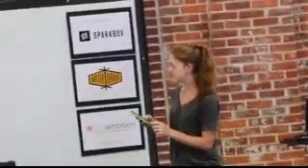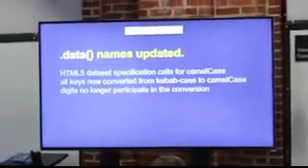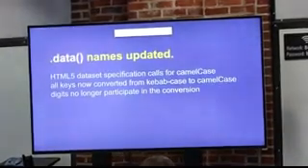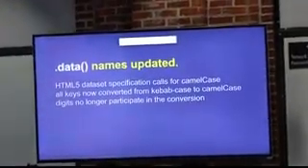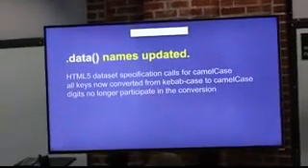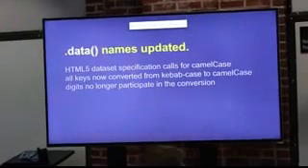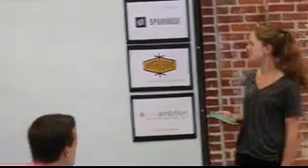They're updating the .data names to match the HTML5 dataset specification, which basically just means that their camel case and digits no longer participate in conversion. So most of these things are extremely specific, not going to apply to a lot of people. This is sort of relevant to our previous discussions.